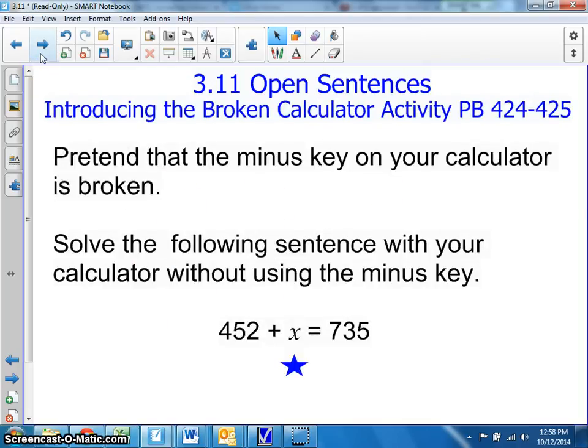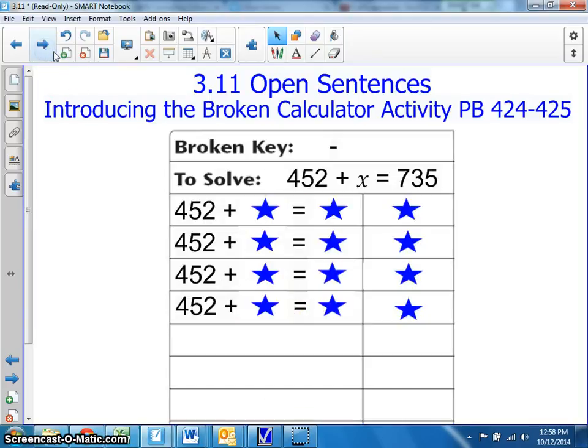Now, we're going to practice that type of stuff with what's called a broken calculator activity. So we're going to pretend the minus key is broken. Now, the easiest way to do it is just to do the opposite, correct? So you would do 735 minus that would give you that spot. But we're going to pretend it's broken, and you're going to do the guess and check. So you might start and say, you know what, I'm going to do 300. Because I know 452 plus 300 gives me 752. Not quite, but I'm not that far off.